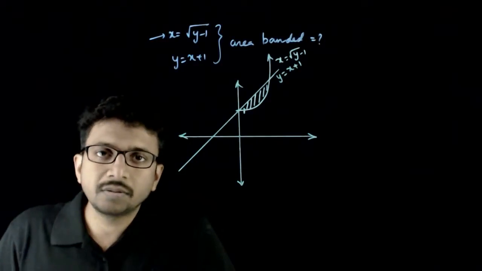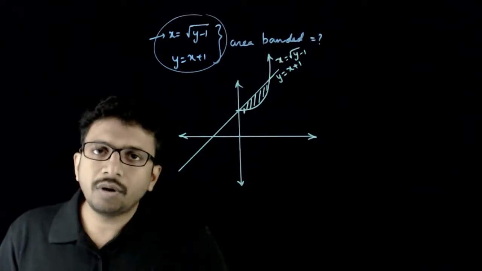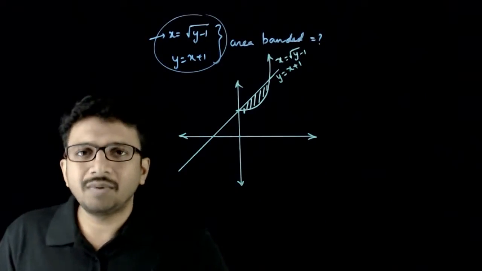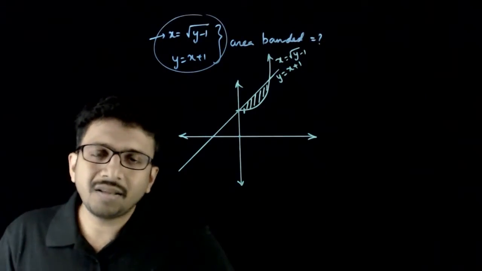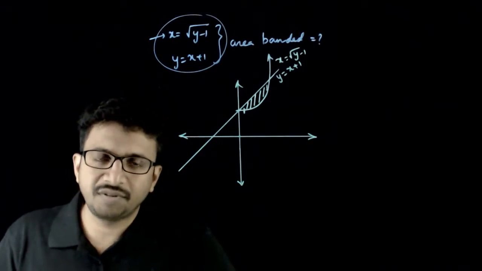So welcome students. In this question, you're given two curves: x is equal to root of y minus 1 and y is equal to x plus 1. You're asked to find the area bounded by these two curves. So first, let us try to draw the graphs of these curves.